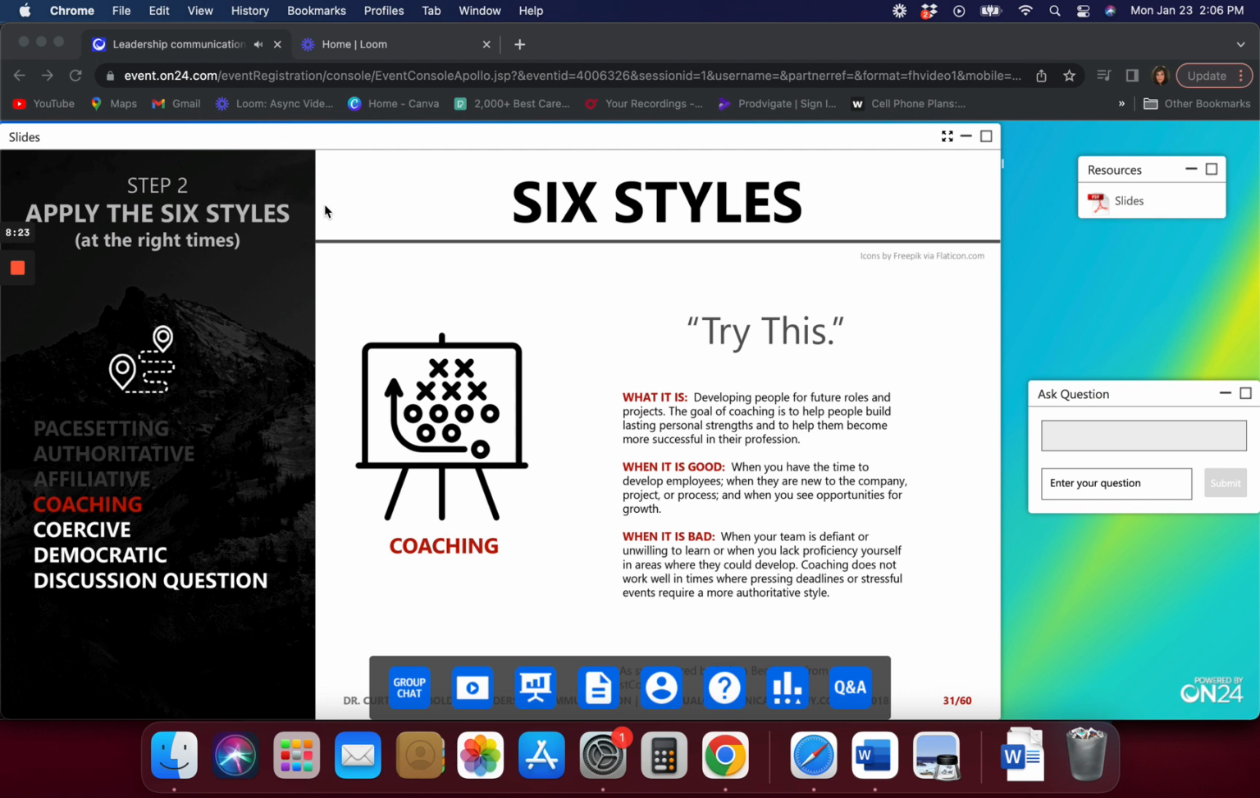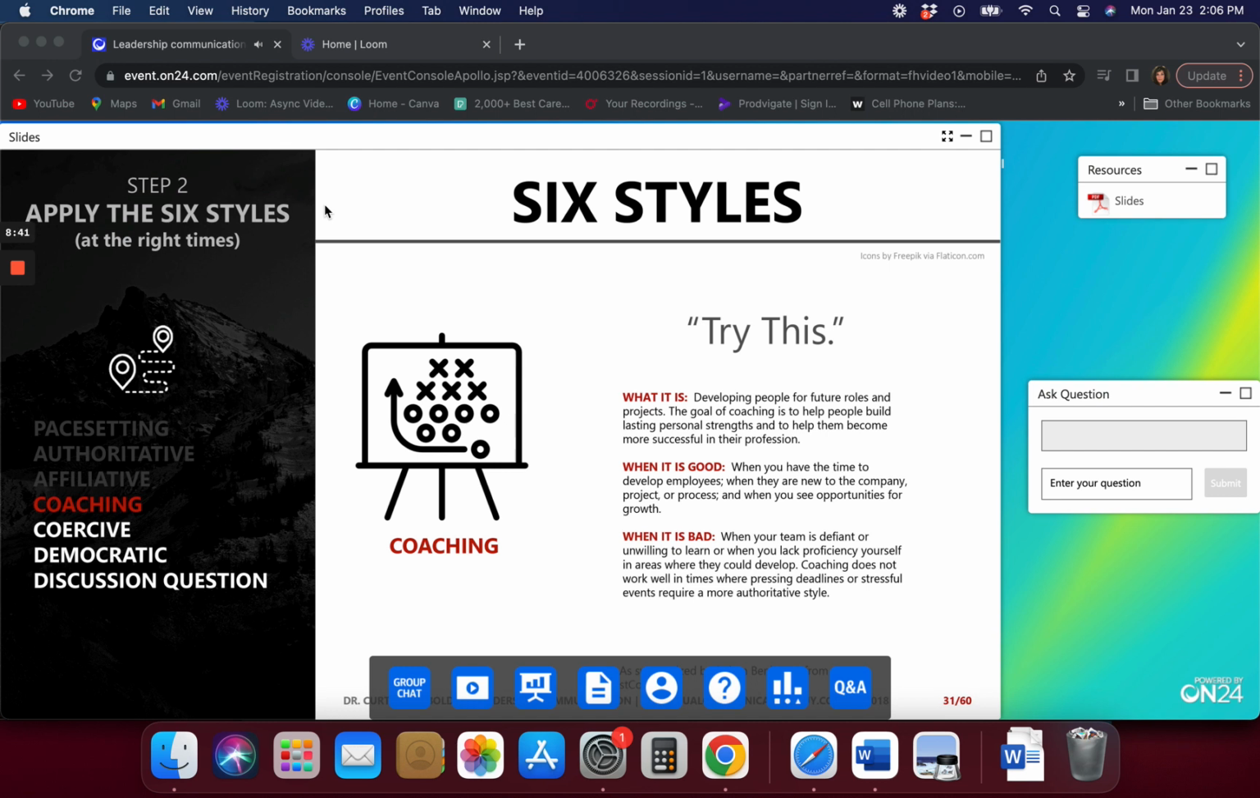So this is good when you have time to develop employees, when they're new to a company, and when you see the opportunities for growth. But coaching doesn't work as well when your team is defiant or unwilling to learn. You know, they're already resistant to something. Maybe coaching might not be the right approach in that moment.